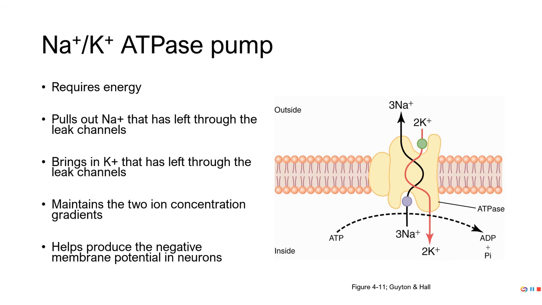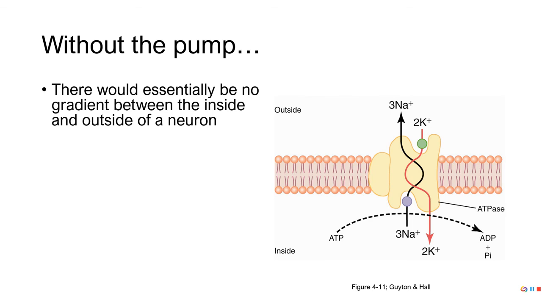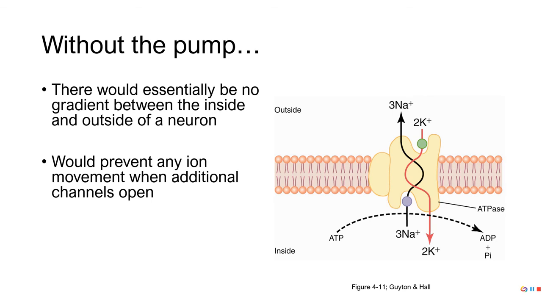So what happens if we don't have the pump? Well, it's arguably the most important aspect of the 4 contributors to membrane potential, those being the pump, the proteins, and each of the leak channels. Without the pump, there wouldn't be a gradient between the inside and outside of the cell, and this would mean that when additional ion channels open, there wouldn't be any ion movement. This means we wouldn't have any action potentials and therefore no information would be sent along. In other words, this would be very bad, and it's likely why nearly half of the energy of our brain, at least this is what we estimate, goes to running the sodium-potassium ATPase pump.